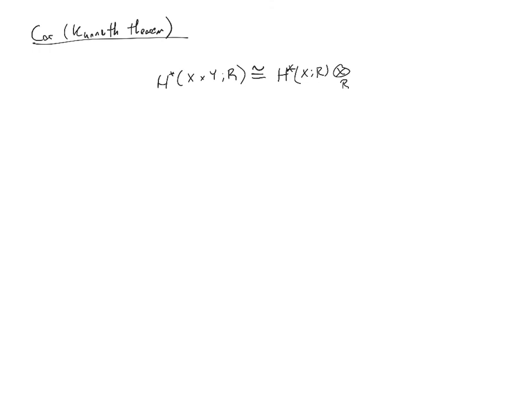So, two last results before I lose my voice today. The first is, let's say, the Künneth theorem. Recall the Künneth theorem was telling us about isomorphisms of cohomology of products with the tensor products of cohomology. It looks like the cohomology of X cross Y with coefficients in some commutative ring R is isomorphic to the cohomology ring of X tensor over R with the cohomology ring of Y.